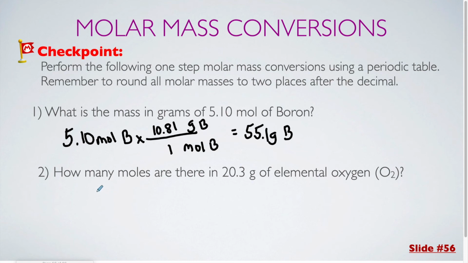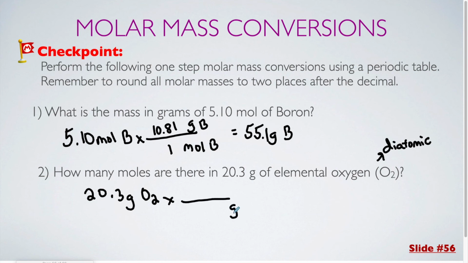For our second problem, we are starting with 20.3 grams of elemental oxygen, which is O2. Oxygen is a special type of element, which we call a diatomic. These are elements that never like to be by themselves, so if they don't have anything else to bond to, they'll bond to a like atom, so there'll be 2 of them. And this is going to be important for our calculation. We are trying to convert from grams of O2 to moles of O2.